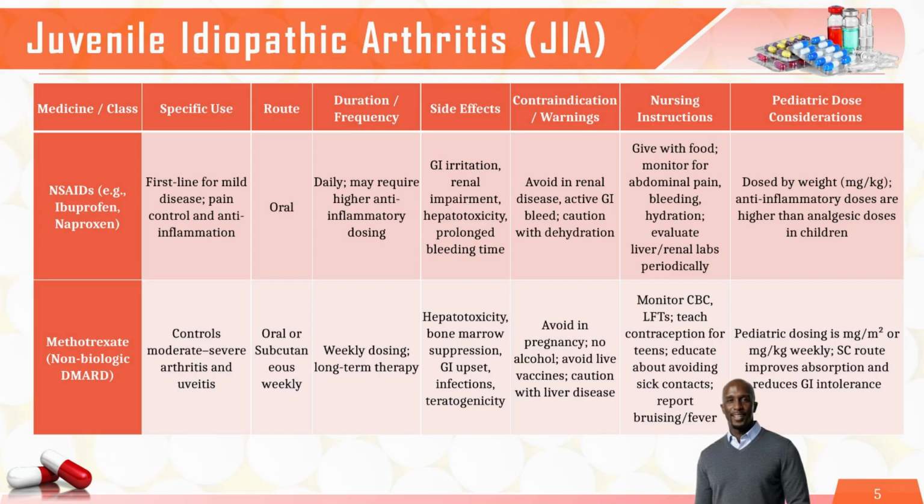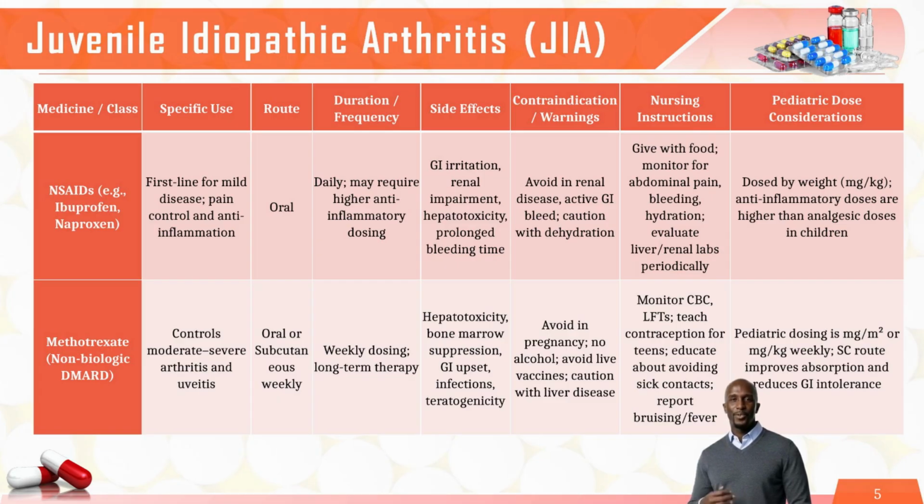Moving into juvenile idiopathic arthritis, or JIA, our goal is long-term inflammation control and prevention of joint damage. We begin with NSAIDs such as ibuprofen and naproxen. These are first line for mild disease and are given daily. But remember, anti-inflammatory doses in children are higher than analgesic doses. Watch for GI irritation, kidney impairment, and bleeding issues. Always give NSAIDs with food.